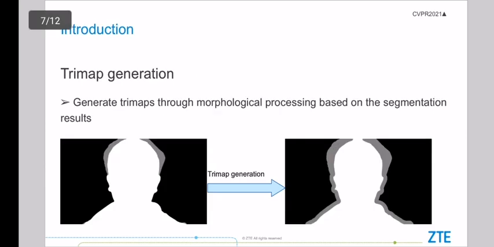We generate trimaps through morphological processing based on the segmentation results. However, the morphological processing regions influence the matting accuracy by the weight of the uncertainty region. It's critical to choose the right regions.